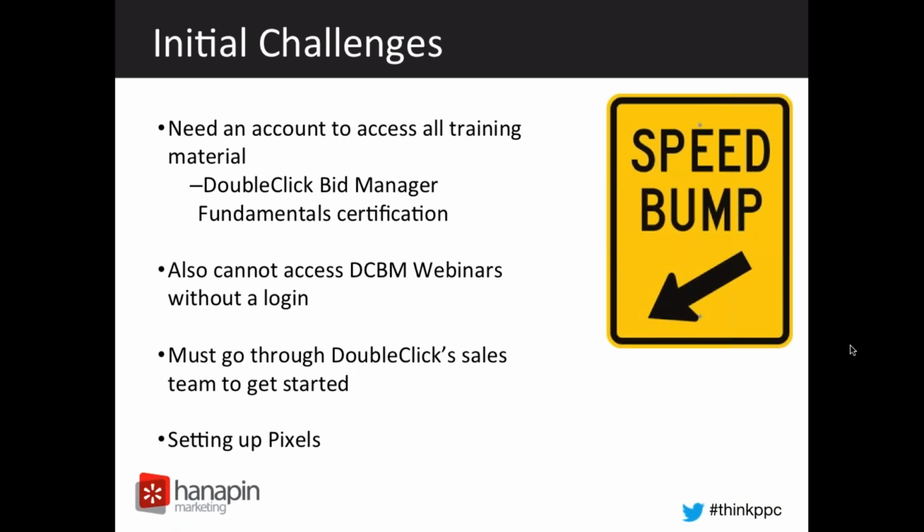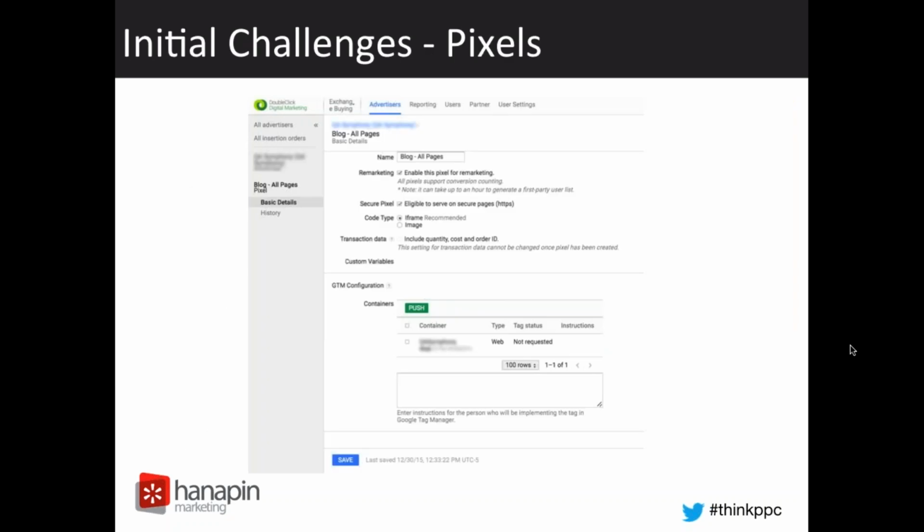And then another challenge is just setting up pixels, and I'll go over that briefly right now. So if you want to track any traffic on your site, on any specific pages, you need a pixel on that page. And that's true for remarketing, or if you want to track conversions, you just set up pixels. So this is an example of a pixel that this account set up for all of their blog pages. So we named it Blog All Pages, enabled it for remarketing since that's the purpose of placing this pixel, to use it for an insertion order for remarketing later on.